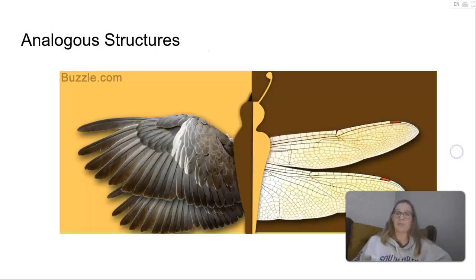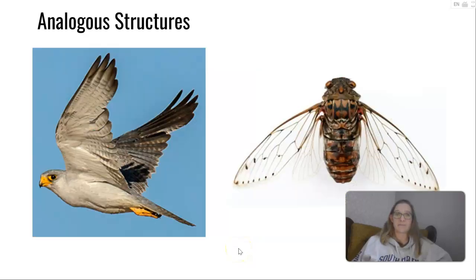Again, an example is probably the best way to teach about this. An example of an analogous structure would be a bird wing and a dragonfly wing. Both of these are used to fly. They actually look similar and they function very similarly, but these are made up of feathers and bones, and these are made up of chitin and exoskeleton material. So these are not from a common ancestor.